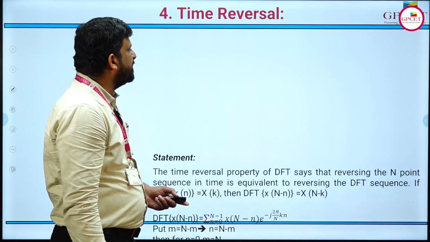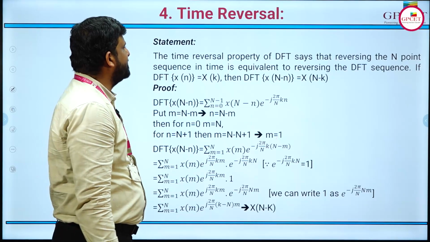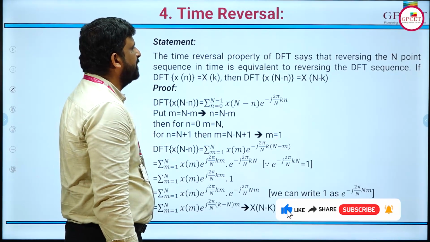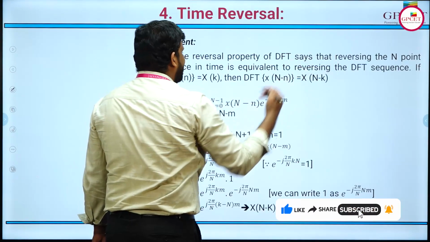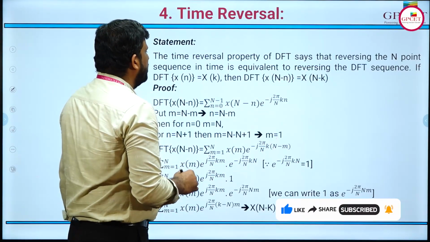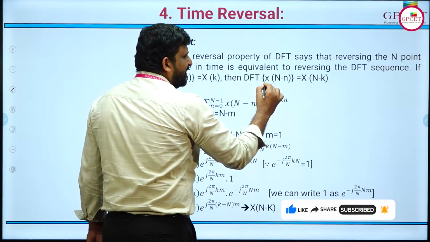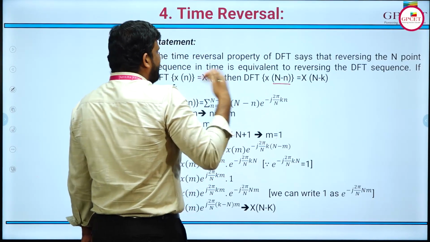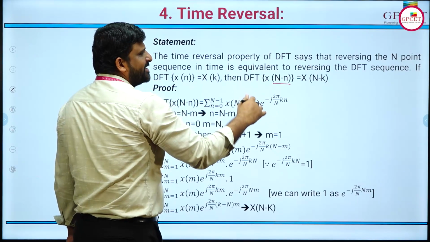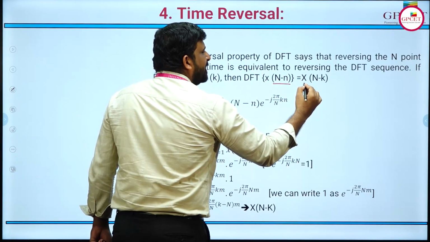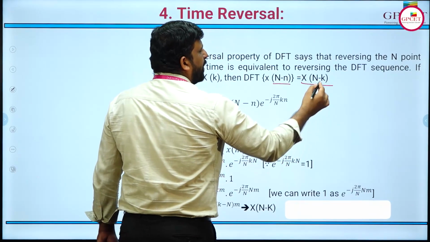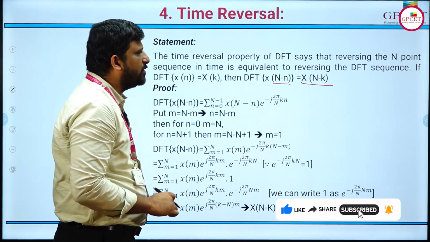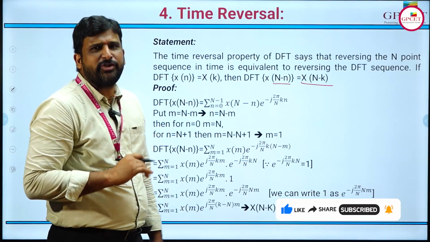The next one, time reversal. What it is saying is that reversing the N-point sequence in time is equal to reversing the DFT sequence. DFT of x of n is equal to x of k. So the DFT of x of N minus n, reversing the N-point sequence, should give the same reversing of the N-point sequence with k. So DFT of x of N minus n is equal to x of N minus k, which I should produce.